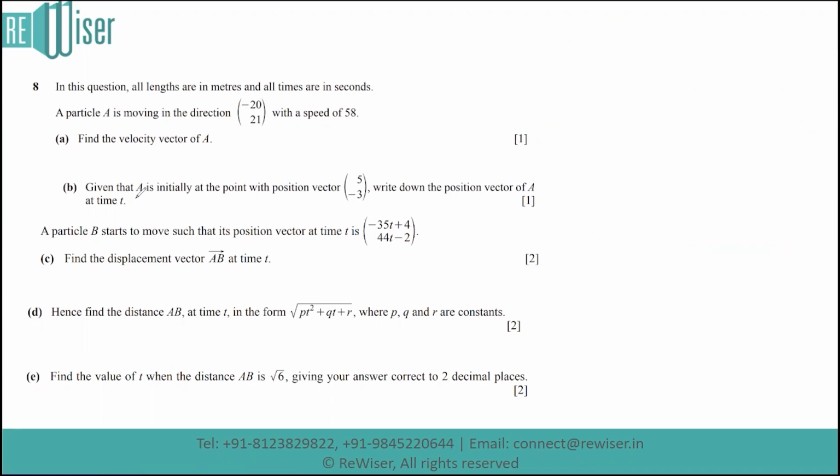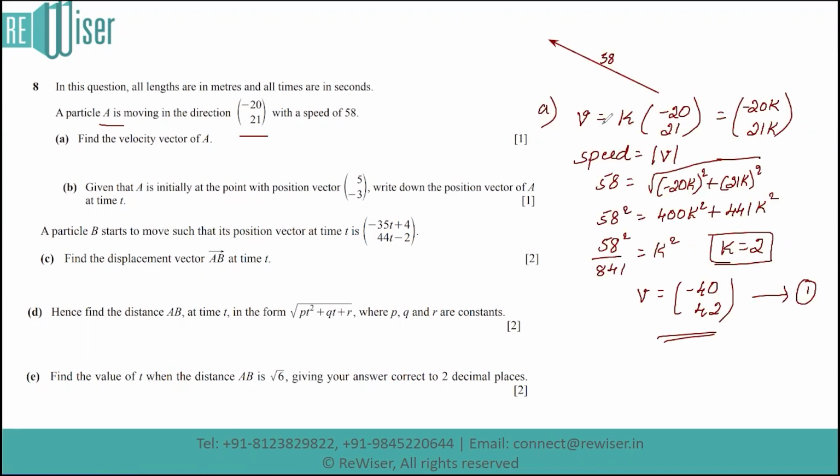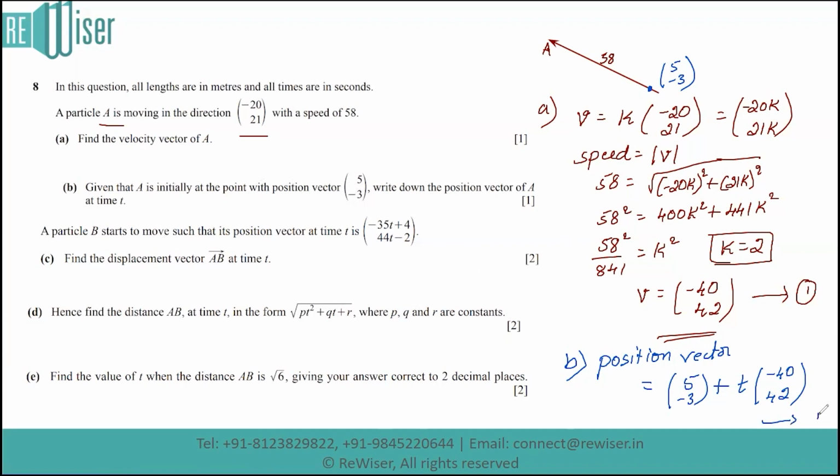Now, part B. Given that A is initially at a point, this specifies the position of particle A. Initially, when time is 0, it is at this particular point, which is 5 and negative 3. We need to write down the position vector. Whenever the velocity vector is given and some initial position is given, the position vector is always equal to the initial position plus t times the velocity vector. The velocity vector we got in part A is minus 40, 42. This is the right answer for part B, and with this we get 1 more mark.